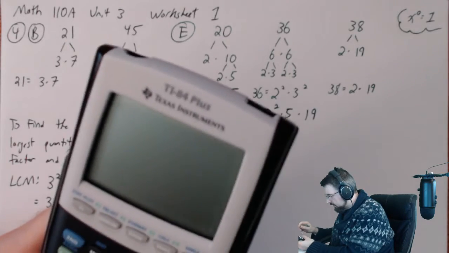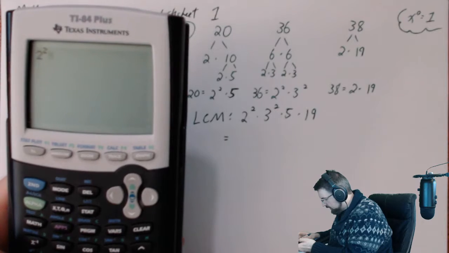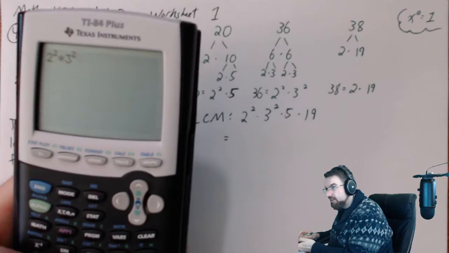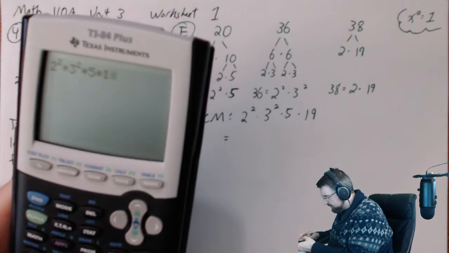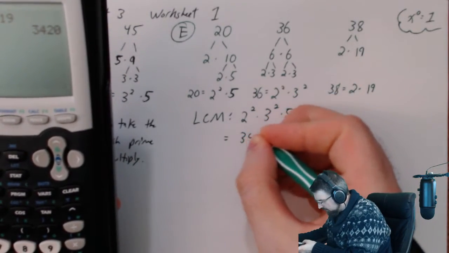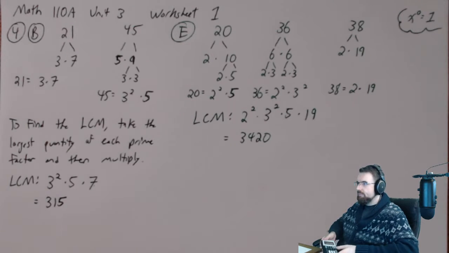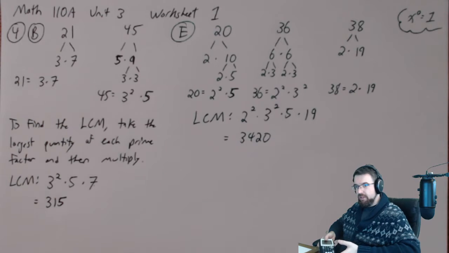TI-84, what are you doing to me? So 2 squared times 3 squared times 5 times 19. Not going to do that one in my head. That one is going to be 3,420. So a rather large number for the lowest common multiple of 3 two-digit numbers. But it's the way she goes.